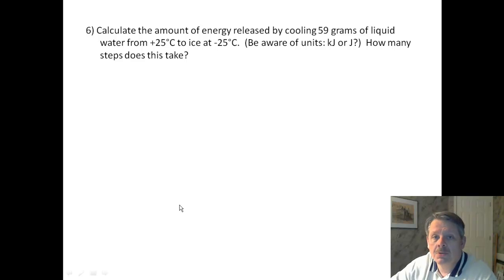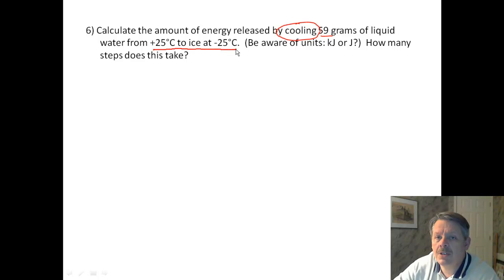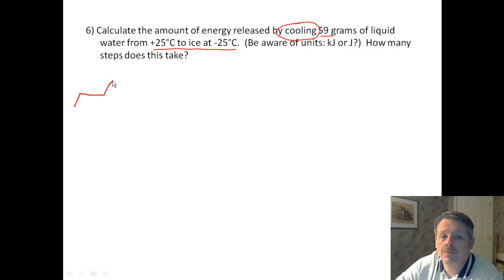Our next one says calculate the amount of energy released by cooling. Ooh, we're cooling now, right? But that really doesn't matter. By cooling 59 grams of liquid water from 25 to ice at negative 25. So again, I think of my little graph here. I'm starting at 25 degrees, and I'm going to negative 25 degrees. So I have 3 steps.